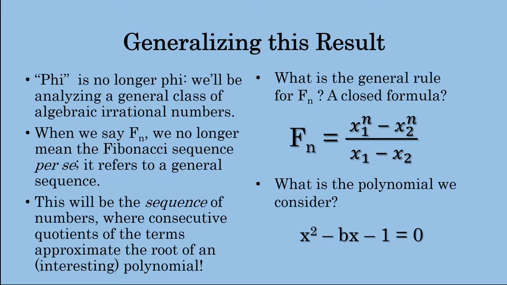And what is the general rule for f sub n that we'll be using? It is f sub n equals x1 to the n minus x2 to the n all over x1 minus x2. And x1 and x2, as we'll see, refer to the roots, in fact, of the specific polynomial x squared minus bx minus 1. So again, that's very interesting. And we'll see numerous examples in the future. We'll see what this really means.